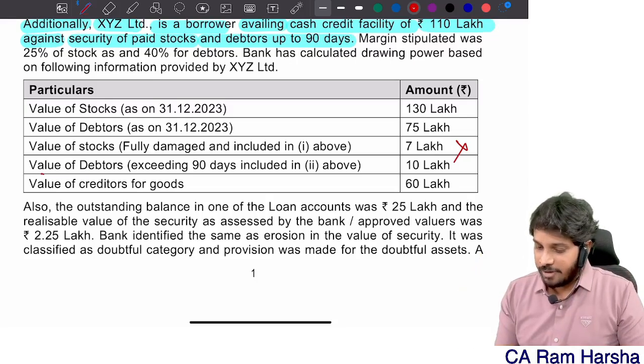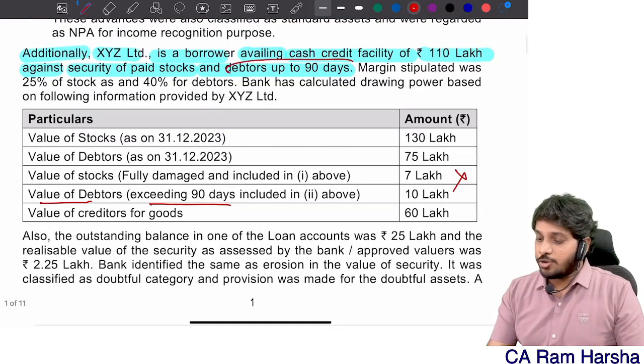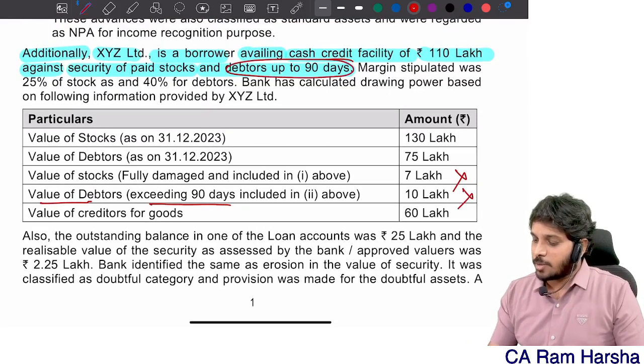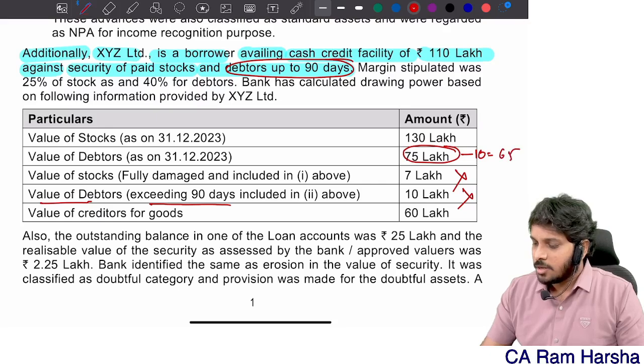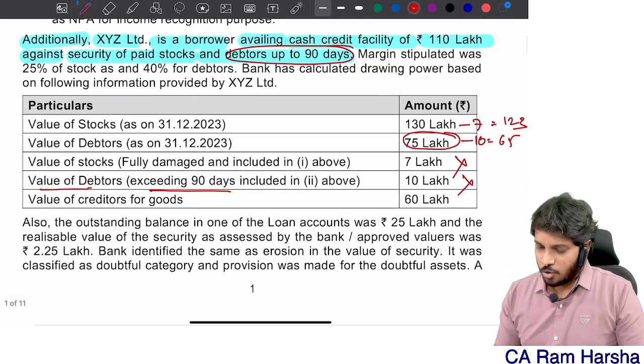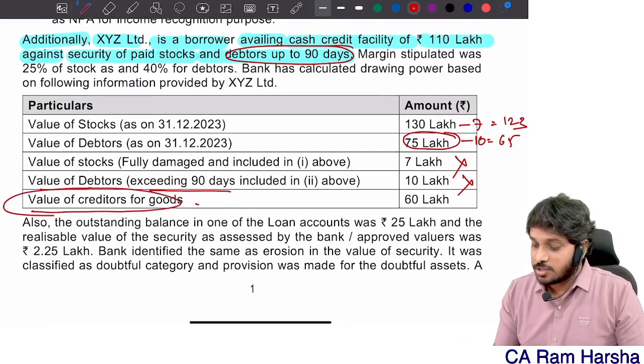Value of debtors exceeding 90 days. As per the bank norm, what? Up to 90 days. So this will also not be considered. But this value is also included within the 75 lakh. So which means net debtor value is how much? And here net stock value is how much? Correct? Now, okay. Value of creditors for goods, how much is it?